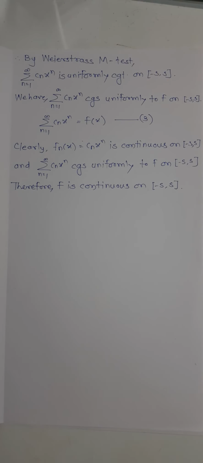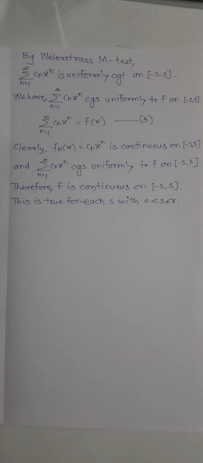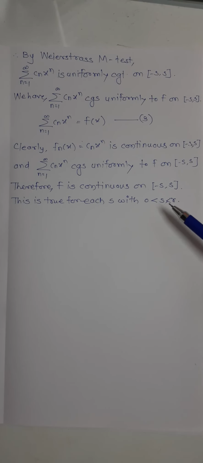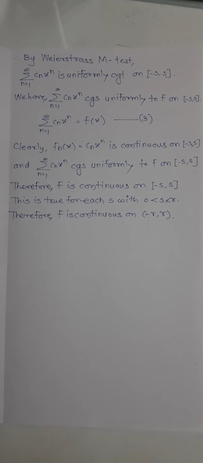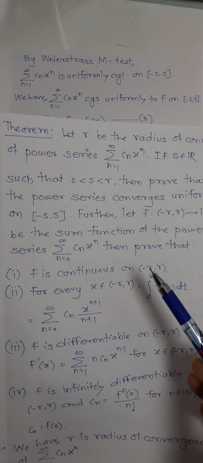Okay, but see, this is true for each s. You remember the condition on s, that was 0 less than s less than r. With the help of that, it is true for each s which is less than r. So therefore f is continuous on the open interval minus r to r. In this way, we completed the first part. Okay, let us go for the second. If it's continuous on minus r to r, that is done.